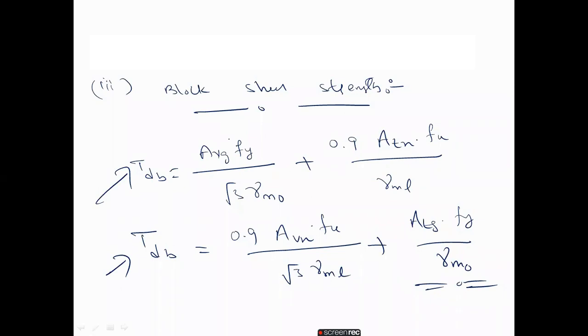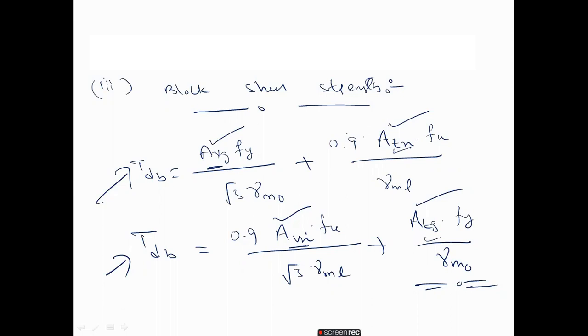Now here you have to calculate Avg as well as Avn, Atn and Atg. Avg is the gross area in the shear. Avn is nothing but the net area in the shear. Atn is the net area in the tension and Atg is the gross area in the tension. These are the unknown factors we have to calculate.